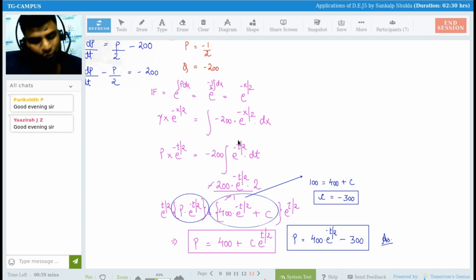First of all, do check your dashboards and let me know whether it is visible or not. Please check and let me know. Yeah, Parikshit, you want to say something? You can unmute and then say.